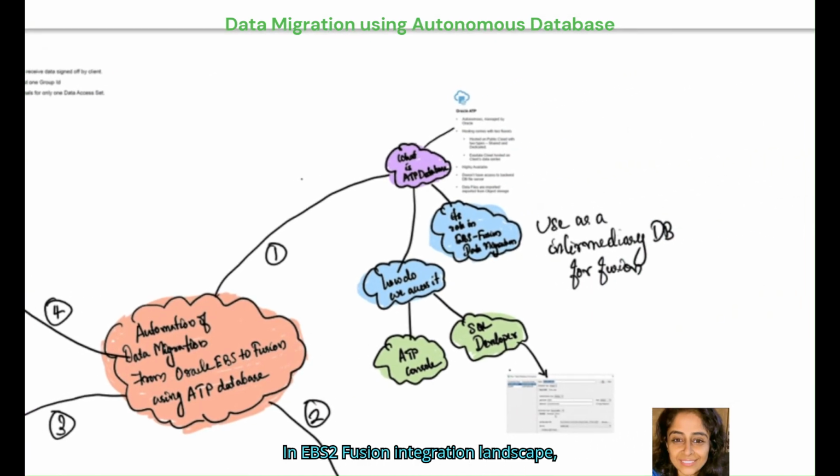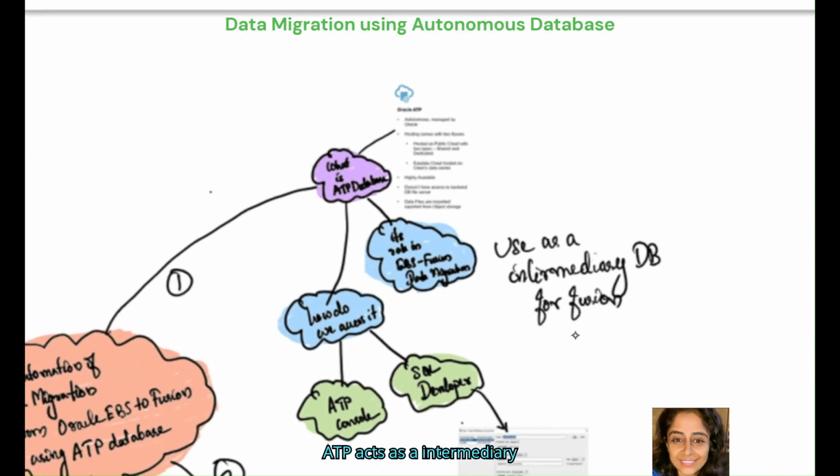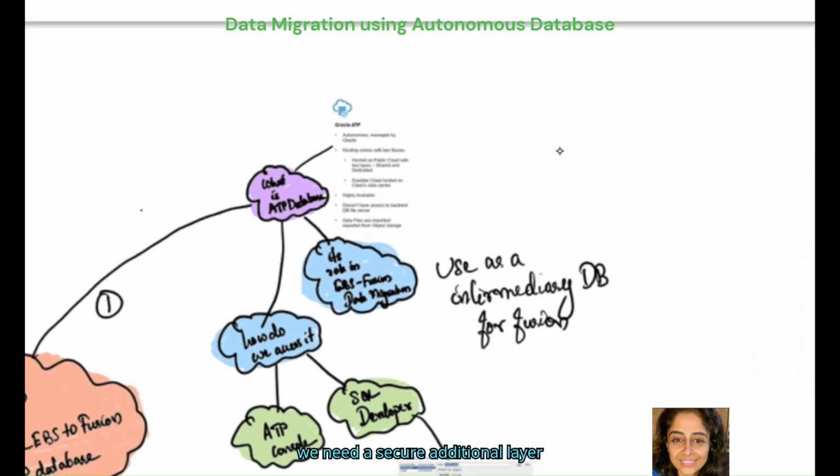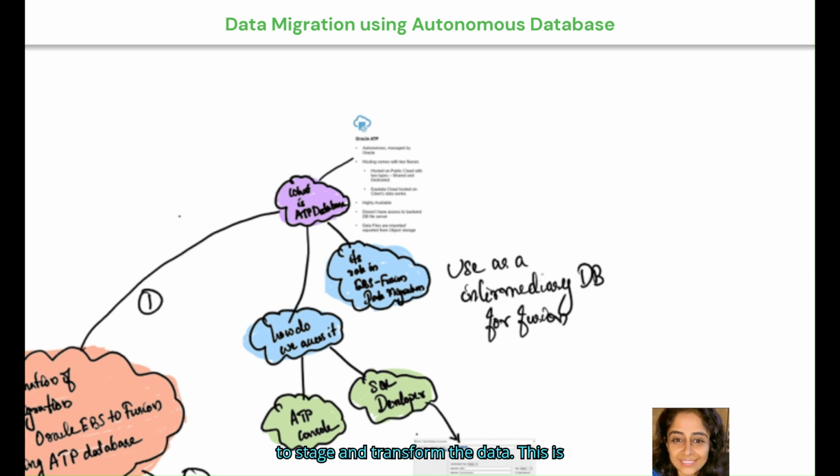In the EBS to Fusion integration landscape, ATP acts as an intermediary database layer. So, why do we need this? Because Fusion Cloud ERP does not expose its internal database directly, unlike traditional on-premise Oracle EBS. Hence, we need a secure additional layer to stage and transform the data. This is where the ATP steps in.